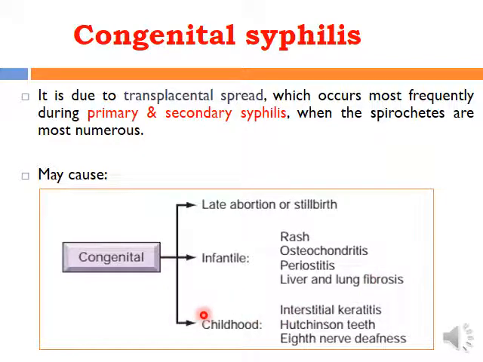Whereas in childhood, that is tardive syphilis, which usually occurs after 2 years of age, the child will develop interstitial keratitis, that is inflammation of the eye cornea, and this is associated with development of blindness. Hutchinson teeth, the teeth in congenital syphilis, are small in size with a screwdriver-like appearance, notched teeth, and development of eighth cranial nerve abnormalities leading to deafness. So in childhood syphilis, there is blindness, deafness, and abnormal teeth.